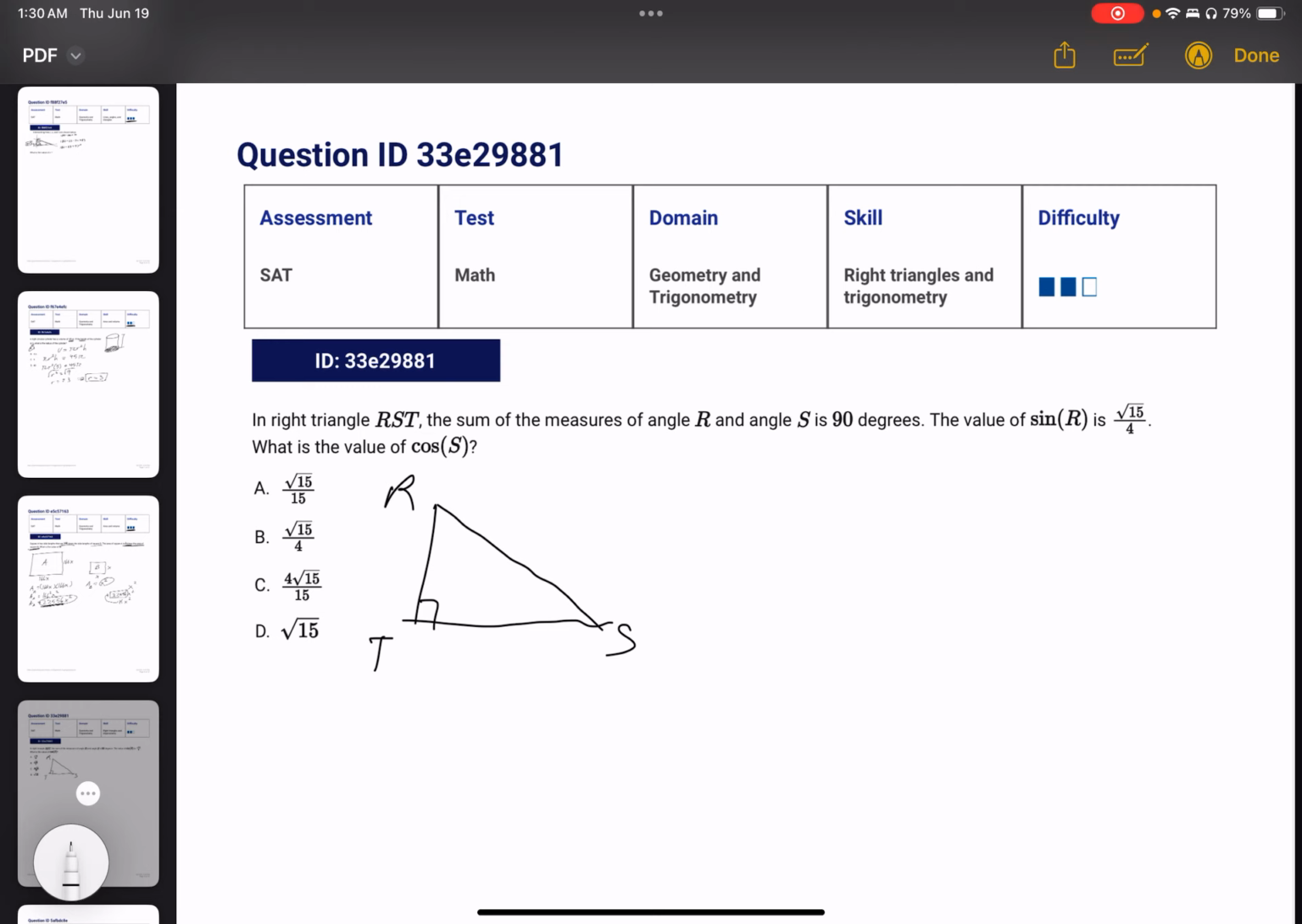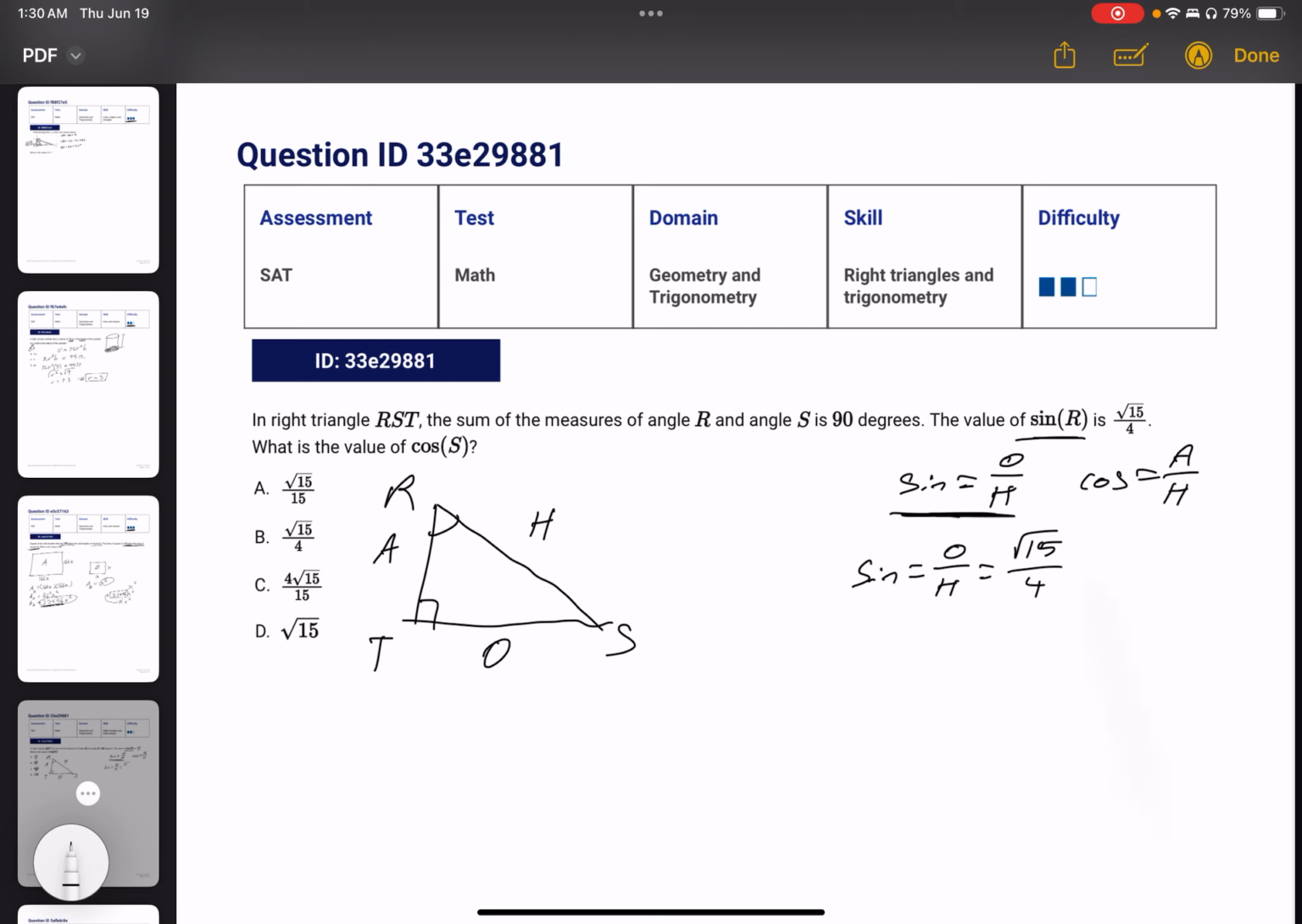Okay, so sine of R, we know that this is our adjacent side, this is our hypotenuse, and this is our opposite side. We know that sine is equal to opposite over hypotenuse, and we know that cosine is equal to adjacent over hypotenuse. Right now we're looking at sine, and sine, opposite over hypotenuse, is equal to square root of 15 over 4.